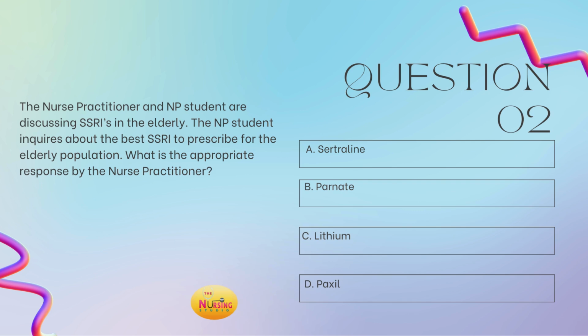Now, A, sertraline, aka Zoloft, is an SSRI, and D, Paxil is also an SSRI, right? But Zoloft is the best medication that you can prescribe to the elderly population because that's the one with the least drug interaction and the least side effects in that population. Okay. So A, sertraline is your best answer.